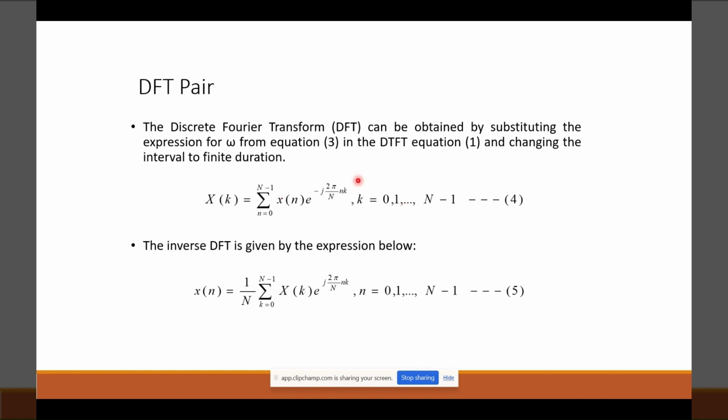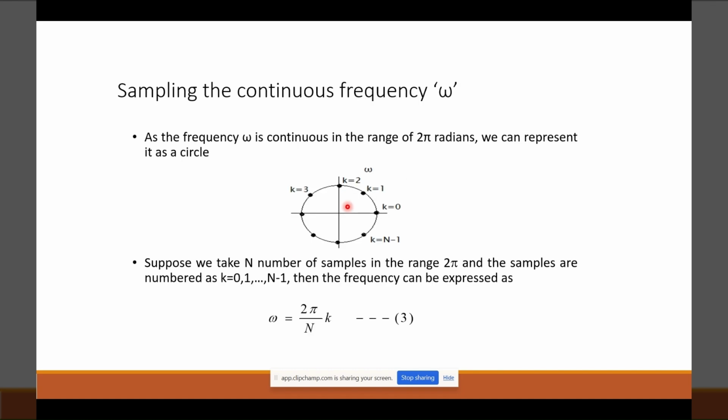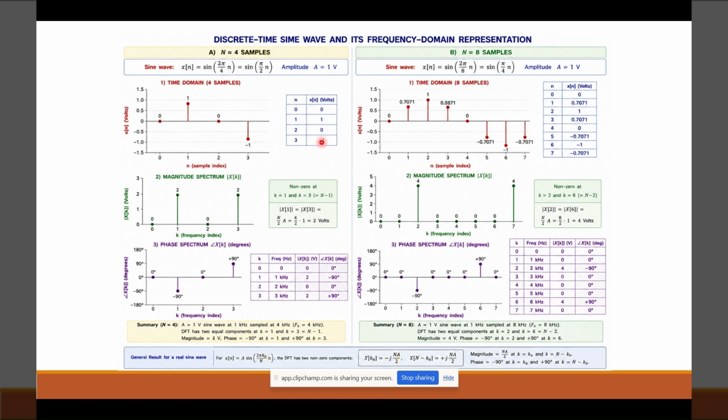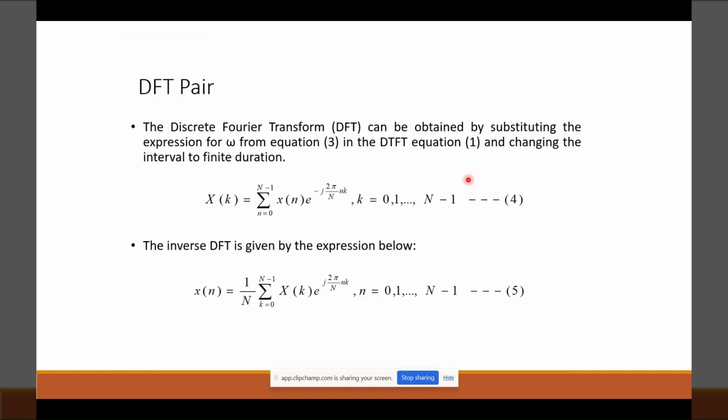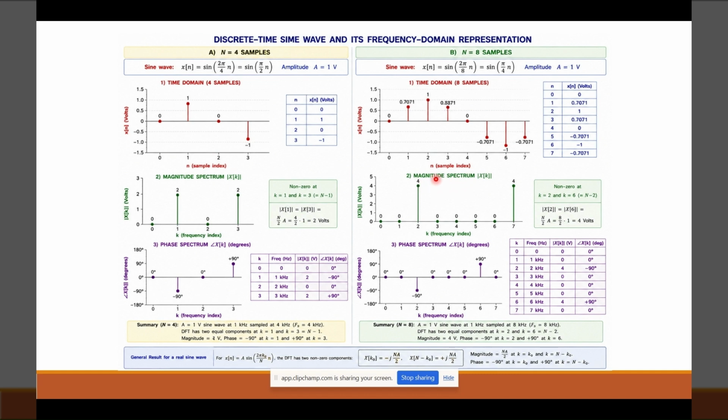X of k equals the sum from 0 to n minus 1 of x of n e power minus j 2 pi by n nk. When we substitute the sample values, 0, 1, 0, minus 1, we get this answer in complex form. If we find the magnitude, we get this. If we find the phase using the tan inverse of b by a formula, we get the phase spectrum. Similarly, if we go for 8 samples and apply this formula, we get these magnitude values and phase values. The application of the formula in finding the values for the magnitude spectrum and phase spectrum we can see in the next video.